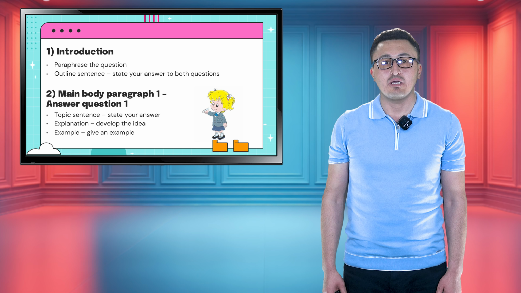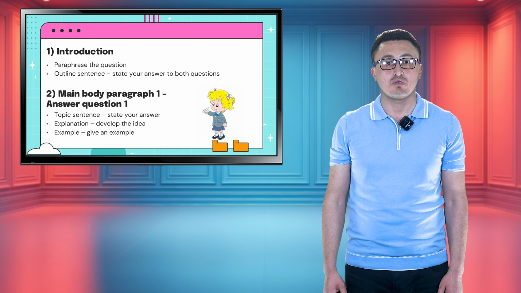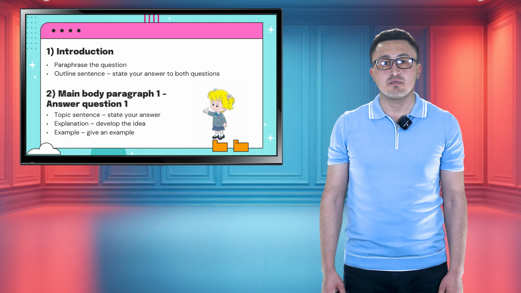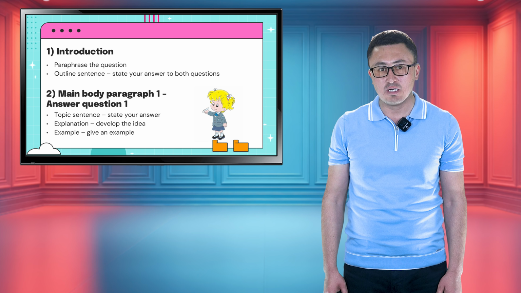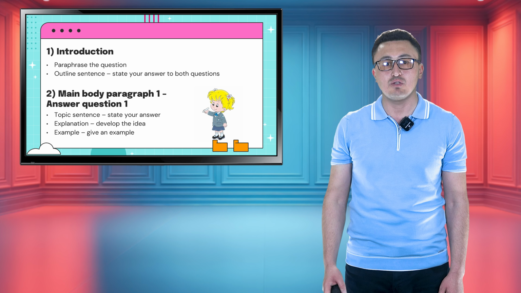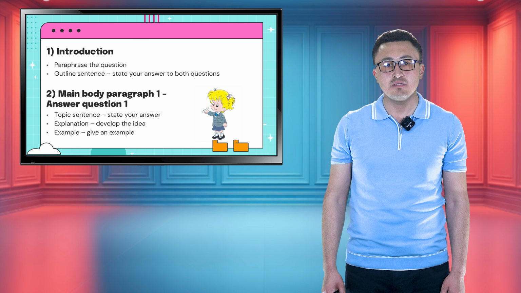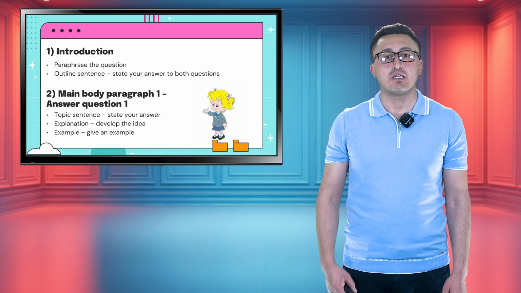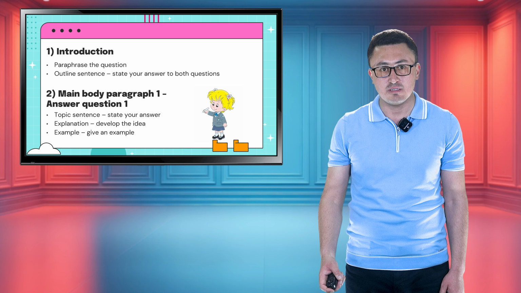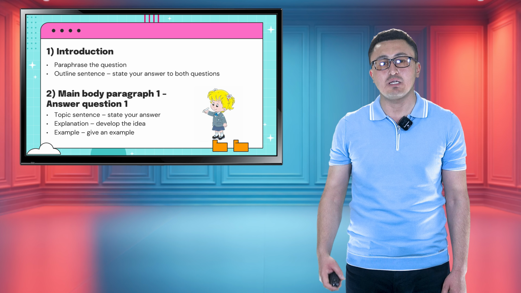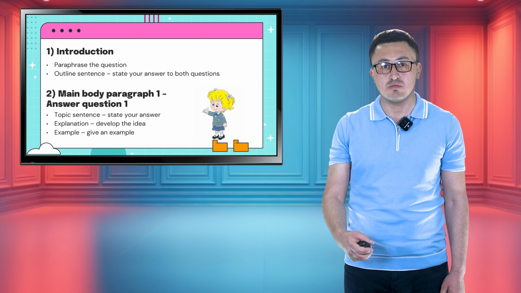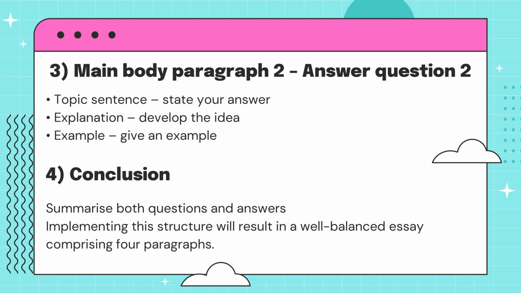As I mentioned above, in the first main body paragraph, you should answer the first question, and you will start your body paragraph with a topic sentence stating your answer. Then, in 3 or 4 sentences, you should give explanations, the supporting sentences, and after that, you may give 1 example for the supporting sentences. Then you may move to the next body paragraph, and in the next body paragraph, you will give the answer for the second question of 2-part question essays.